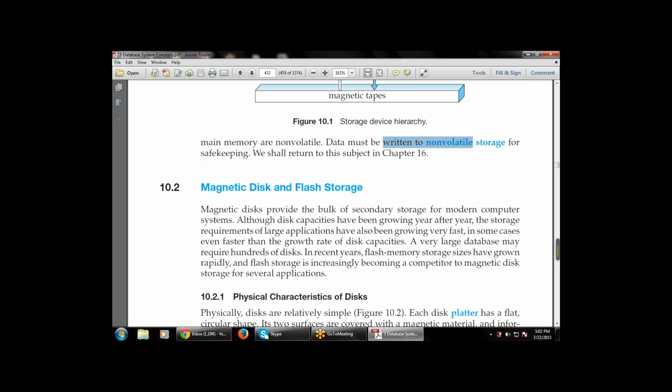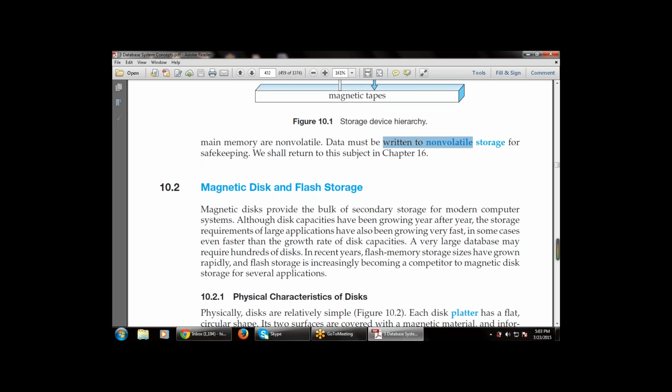Although the disk capacities that are available have been growing year after year, that is, the capacity of the disks is increasing day to day, the storage requirements of large applications have also been growing very fast. So if the disk capacities increase, the requirements of the users also increase, because many of the users are using the internet. So the storage of data will be carried out by the magnetic disk. Then a very large database may require hundreds of disks.